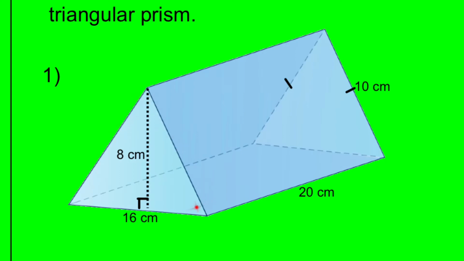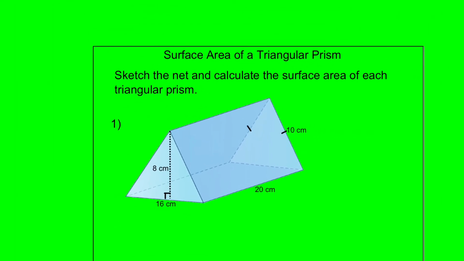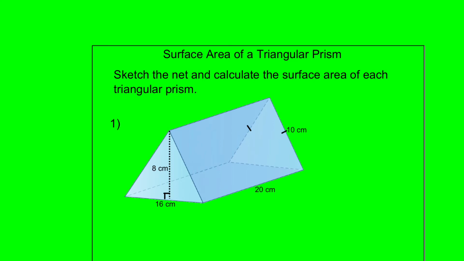There's a triangle. There's a triangle at the back. And there's a rectangle at the bottom. And there's actually a rectangle here on one side and here as well. So, we are going to do two things with these objects. We are going to sketch the net and calculate the surface area.